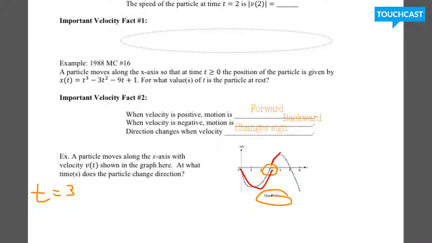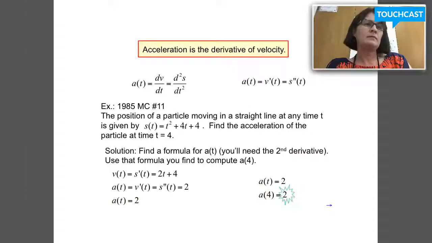And then there's a second place, and that's when time equals 5. If you were asked to give a reason for your answer, you would say because velocity changes from positive to negative at time equals 5. Before time 5, the velocity was above the t-axis, so the velocity was positive, and then after time 5, the velocity is below. So at time t equals 5, velocity changes from positive to negative.